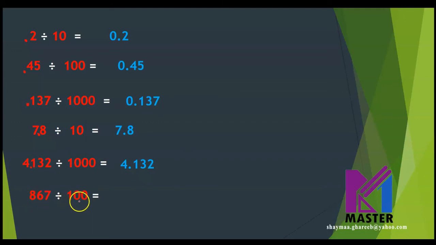867 divided by 100, which means a decimal point will be added after 2 places. So I will count 1, 2, then I will put the decimal point between the 8 and the 6. So the answer will be 8.67. Now, if I have 4 divided by 100, 5 divided by 1000, and 16 divided by 1000.